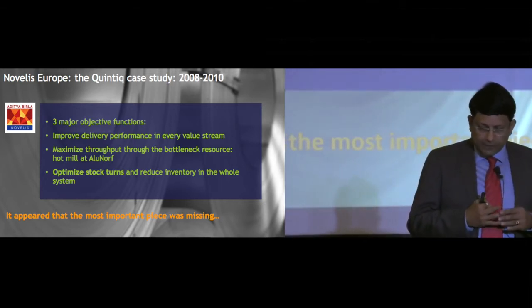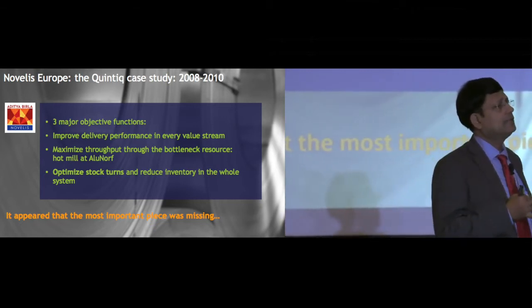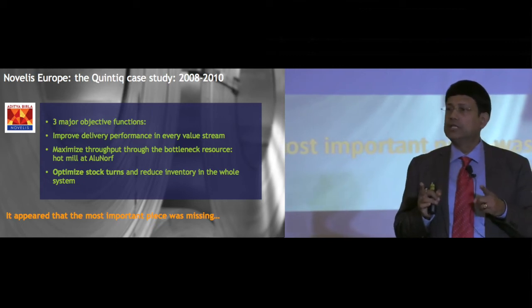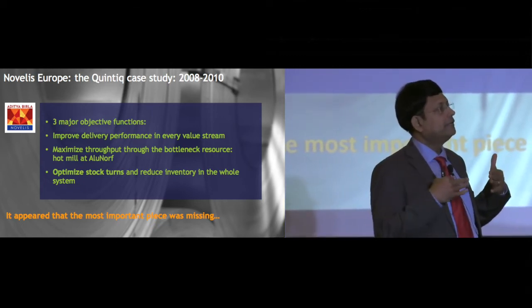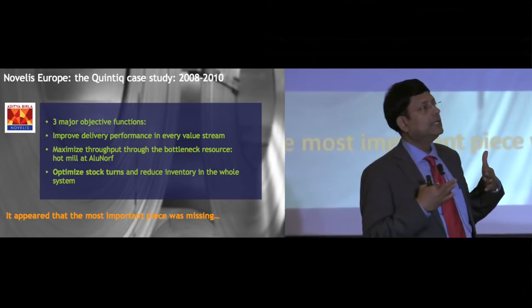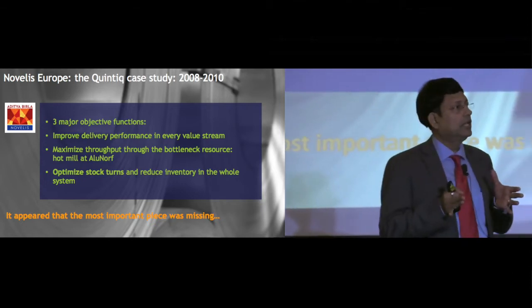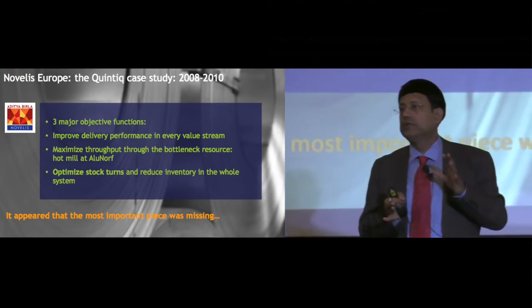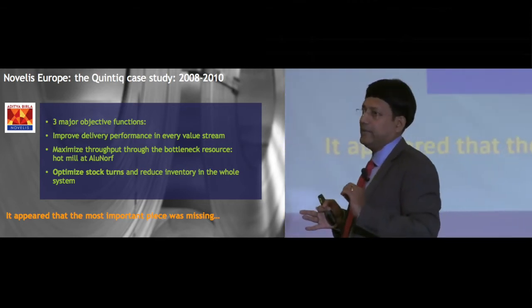The second objective function was that all the products that we were making went through one single bottleneck resource, which was the Alunorf hot mill. So the second very difficult function that you have to deal with is that having invested in such an asset and being the bottleneck, you obviously had to improve the throughput through that bottleneck resource. So this was a very important objective function that also had to be met.